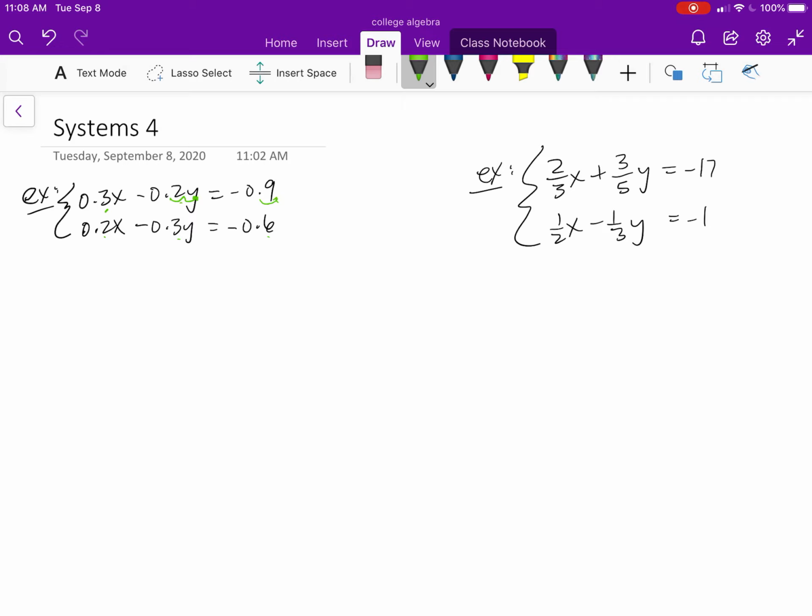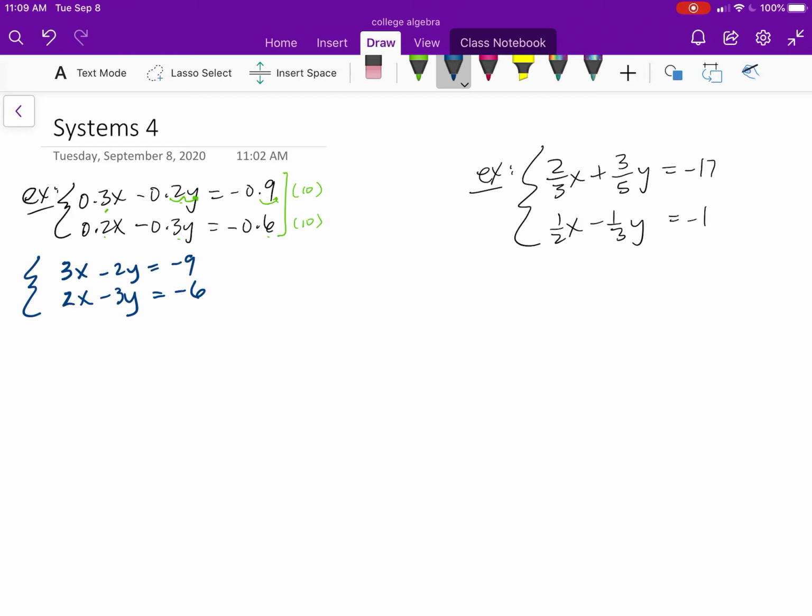So all in all, when we multiply both equations by 10, I could basically ignore the decimal places. The new system would become 3x minus 2y equals negative 9, and then 2x minus 3y equals negative 6. From here, you can use any method. We probably don't want to graph it, so elimination or substitution. As I've said in another video, I prefer elimination.